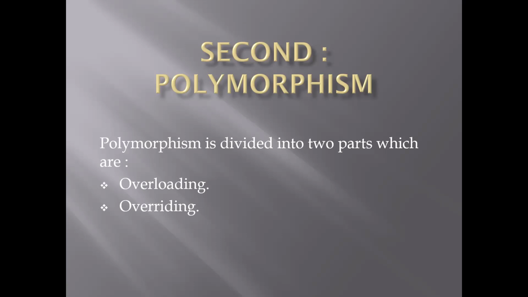So polymorphism is a way of using many methods in Java having the same name. All of them share the same name. It's divided into two parts, which are overloading and overriding. And we will know the difference between each of them right now.